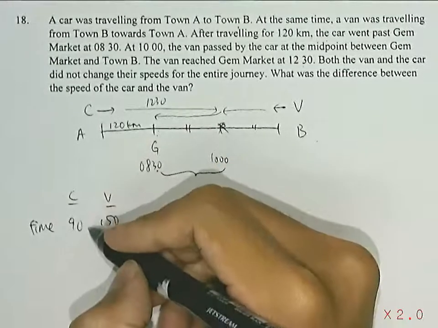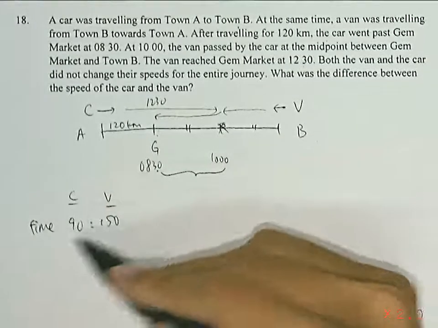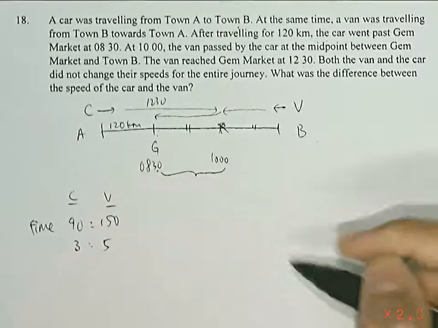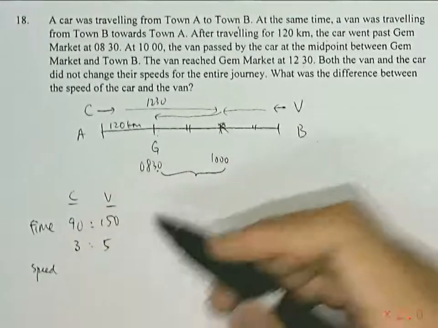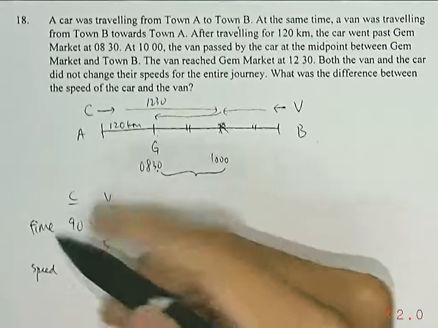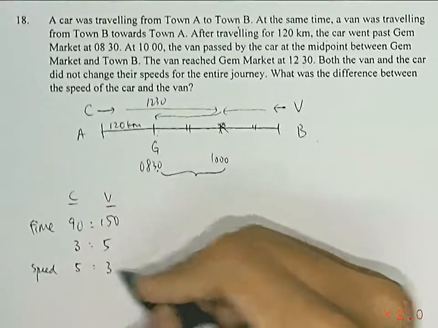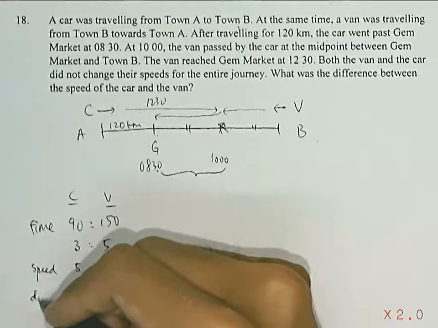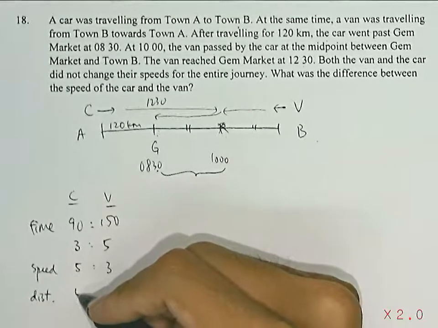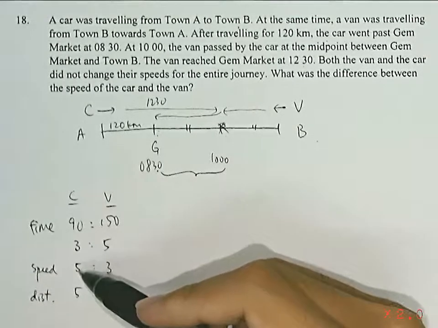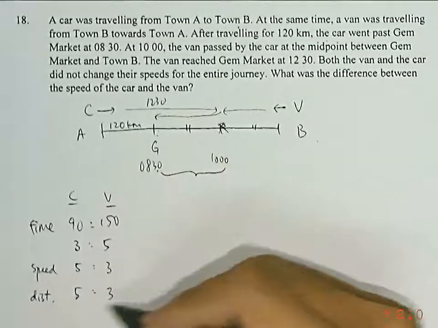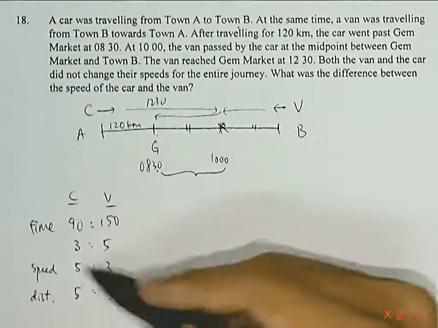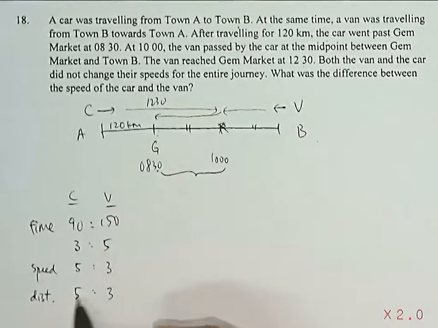So that ratio of 90 to 150 for the same distance traveled can be simplified into 3 to 5. If the time ratio was 3 to 5, it means we can find out the speed ratio. The car was traveling faster, so its speed will be 5 to 3 compared to the van. And in terms of the distance ratio, we can also get 5 to 3. Since the car has a faster speed, it would travel a longer distance compared to the van. So the distance ratio would also be 5 to 3. This will come in handy later on. So we know that for the same amount of time, the distance ratio will be 5 to 3.